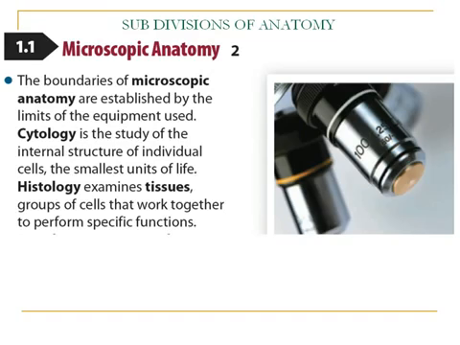In microscopic anatomy we also have two branches. One is cytology, that is the study of the internal structure of the individual cell, the smallest unit of life. And we have another branch in microscopic anatomy, that is histology, with the help of which we examine the tissue. Tissue is actually a group of cells that work together for a particular function.